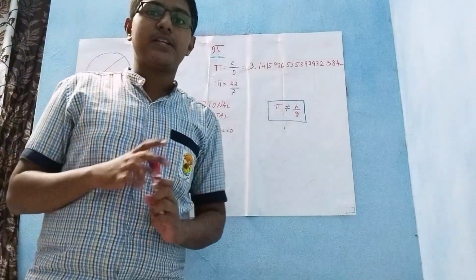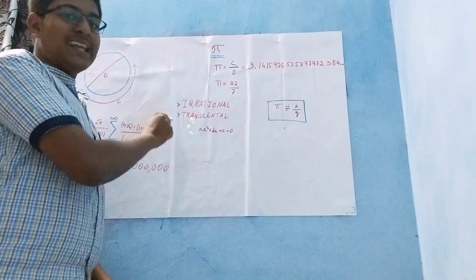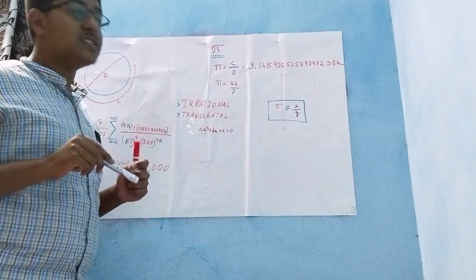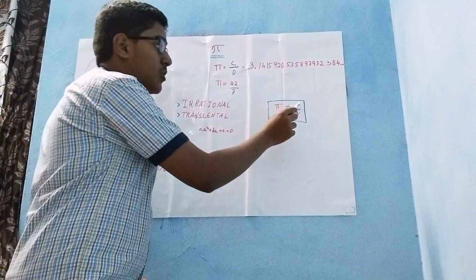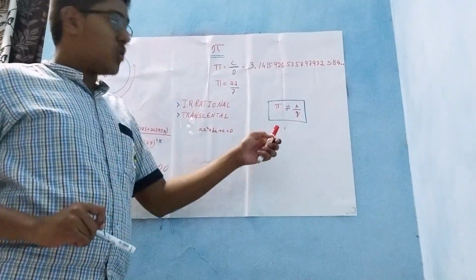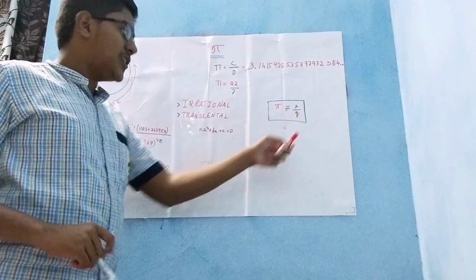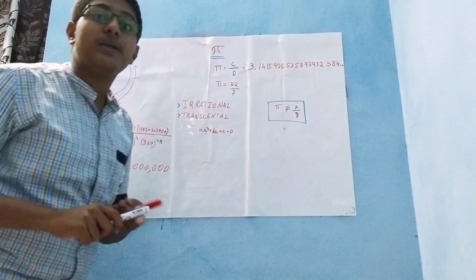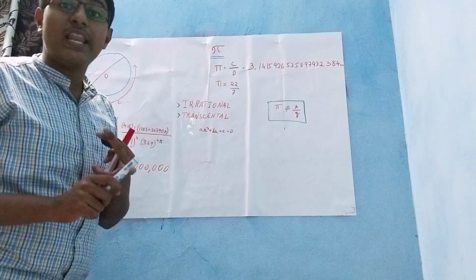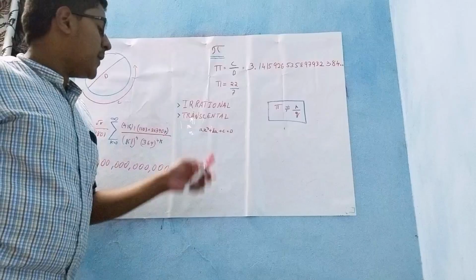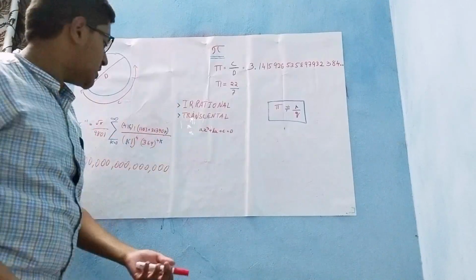Do you know two properties of pi? Irrational, transcendental. Irrational means that pi cannot be expressed in the form of p by q, where p and q are integers. So pi is not equal to p by q. And transcendental means pi cannot be the solution of a polynomial equation, like a quadratic equation. Pi cannot be a solution for a polynomial equation.